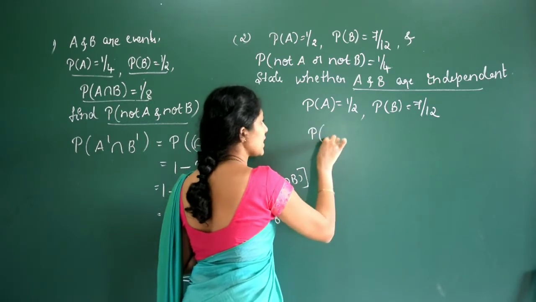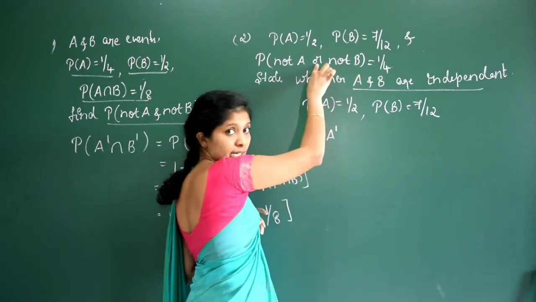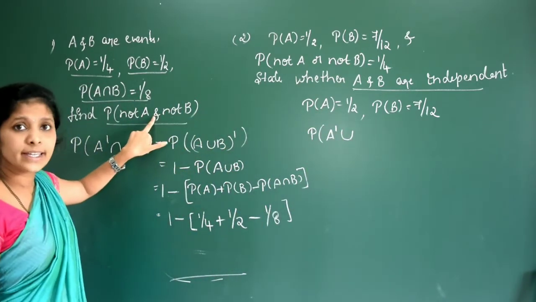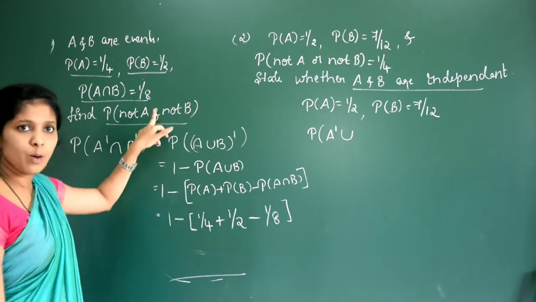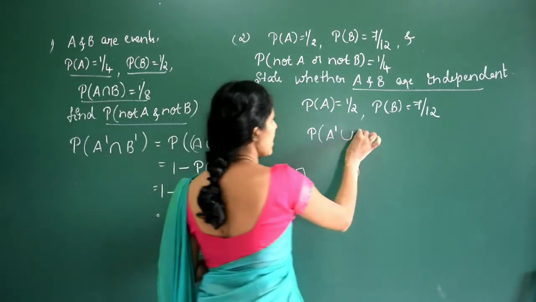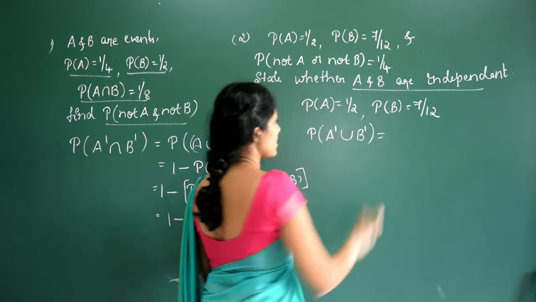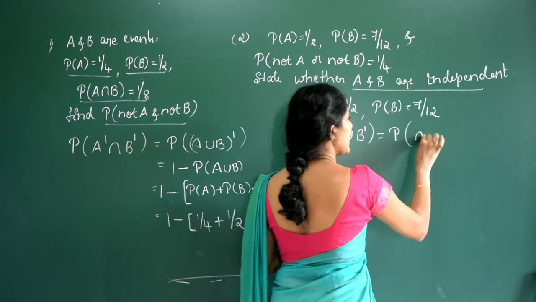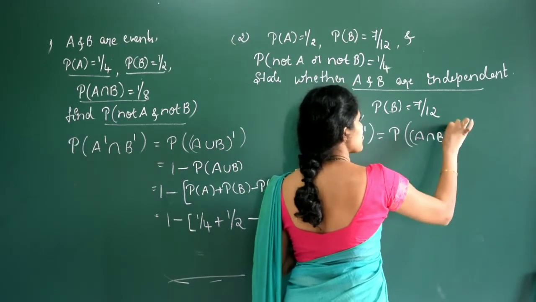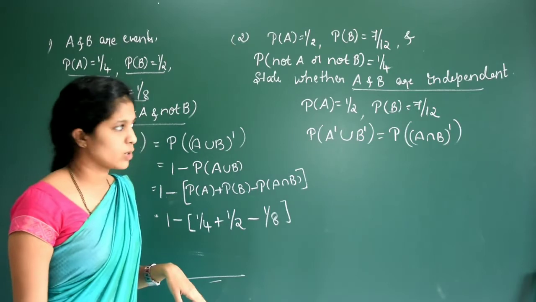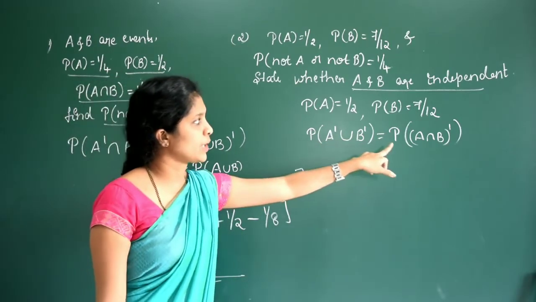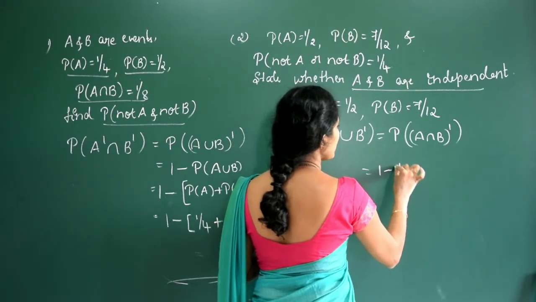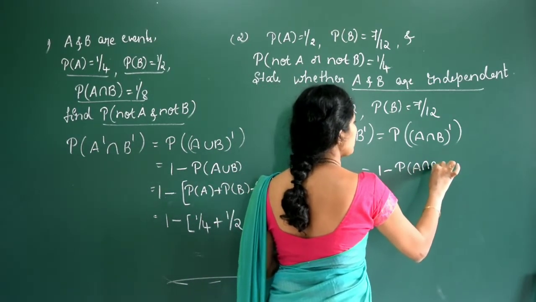P of not A is nothing but A dash, and "or" is nothing but union, right? See the difference? Here "and" is nothing but intersection. It is common to both. "Or" is nothing but union B dash. So this one is also similar to this. P of A dash union B dash can be written as P of (A intersection B) whole dash. So clear? By using De Morgan's law, A dash union B dash is equal to (A intersection B) whole dash. Again this can be written as 1 minus P of A intersection B.